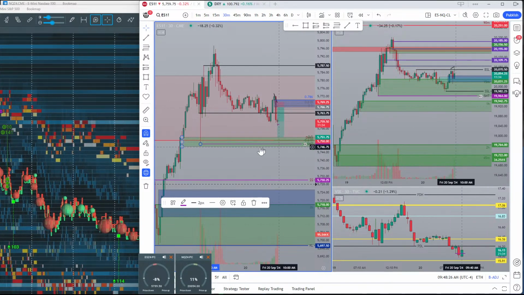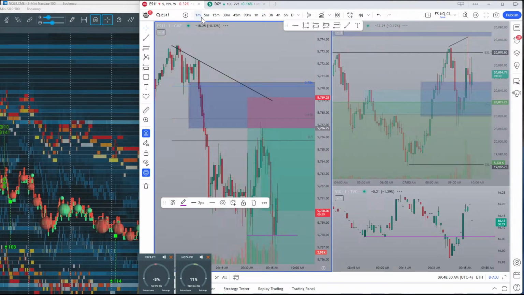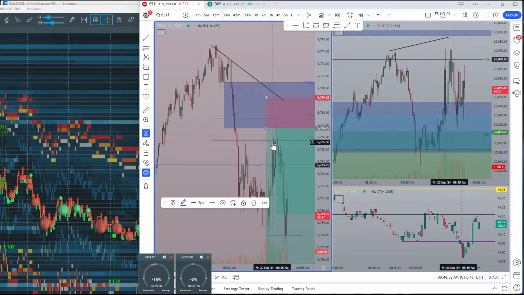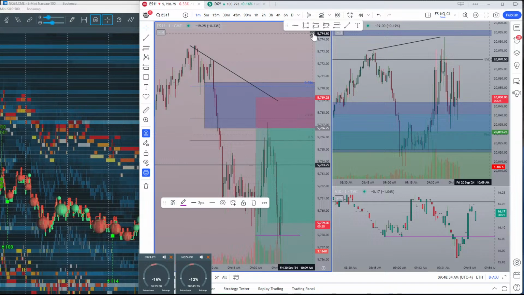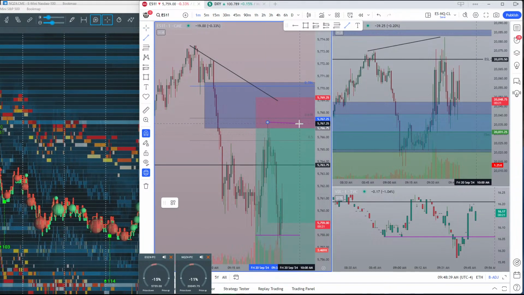I wanted the ES to hold this low, but the ES looks weaker right now. So we're just going to stay patient here. We'll see if we get another entry on ES with some divergence.